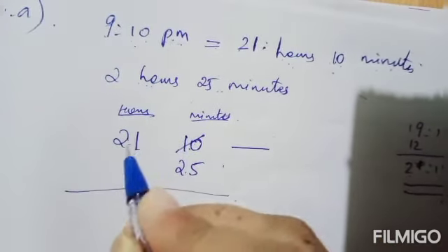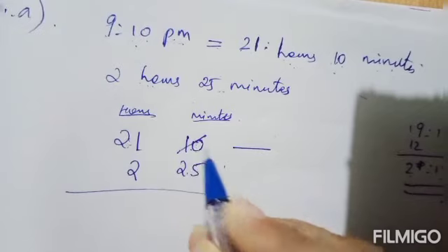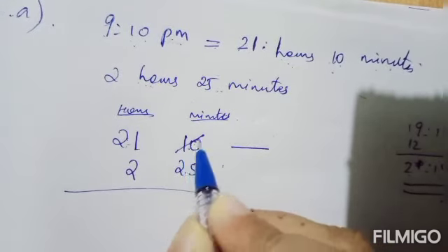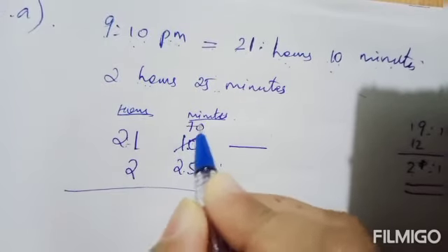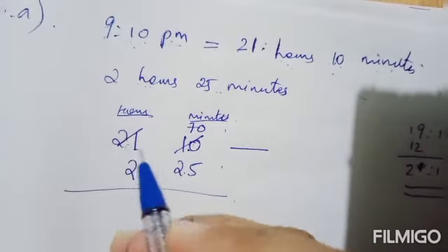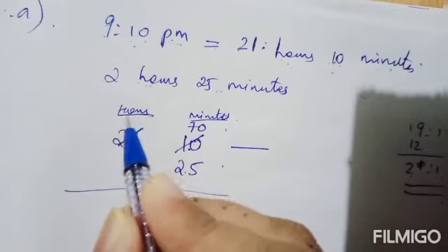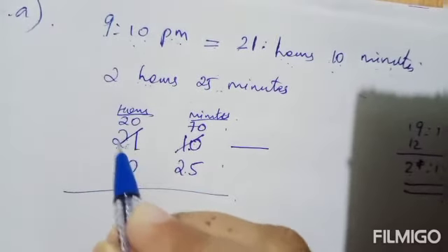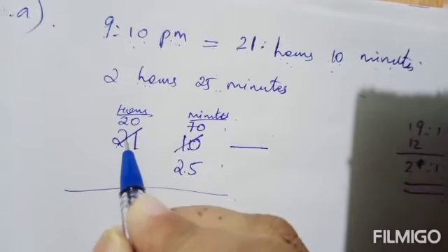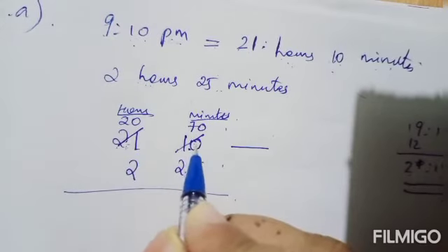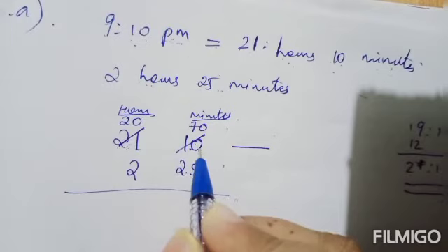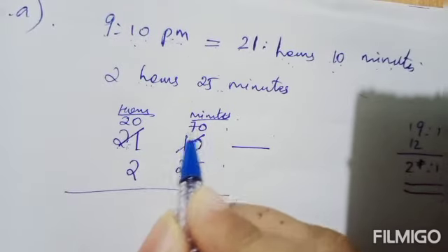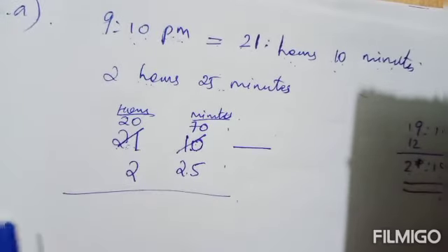So what will you get? 1 hour means 60 minutes. So 10 will be 10 plus 60, you will get 70 here. 21 will be 21 minus 1, you will get 20 here. 1 hour you take from 21 and that 1 hour you are adding to this 10. So 1 hour means 60 minutes, 60 plus 10 will be 70. Now 21 minus 1 will be 20 here.